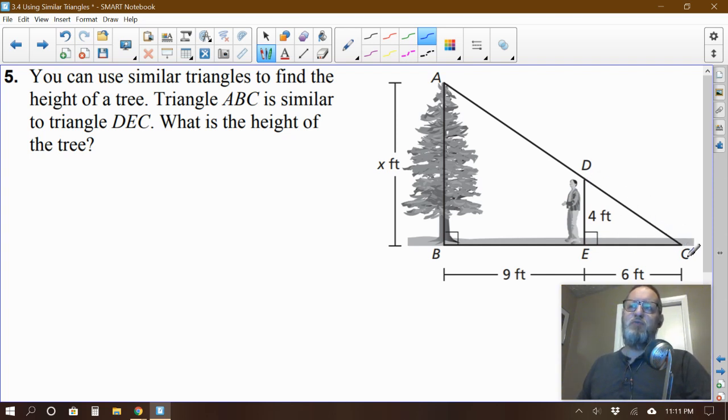Right here, this little one, and then the big one. Okay. Now, why are they similar? They have to have two angles in common. Do you see them? Well, they each have a 90-degree angle. And do you see the second angle they have in common? It's right here.